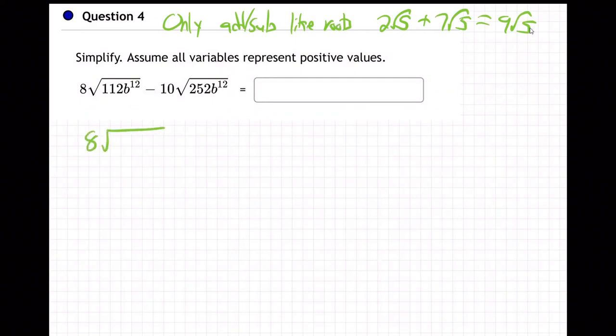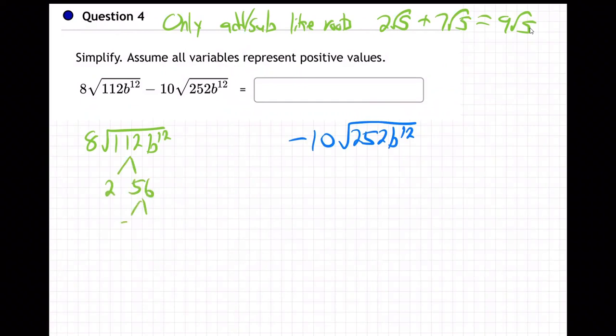So the first thing to do then is to take the first root here, 8 root of 112b to the 12th, and simplify it. And then I'll put the other one over here, a little ways over, minus 10 root of 252b to the 12th. Okay, let's break this down. Use your calculator. Just divide by 2. We'll take 56. And then that's 7 times 8.